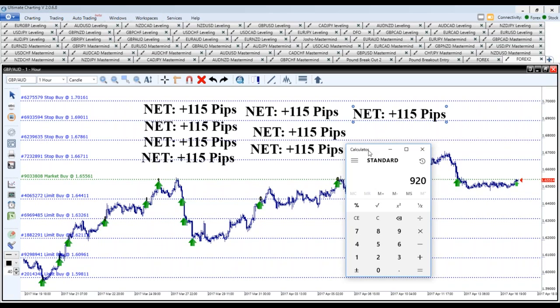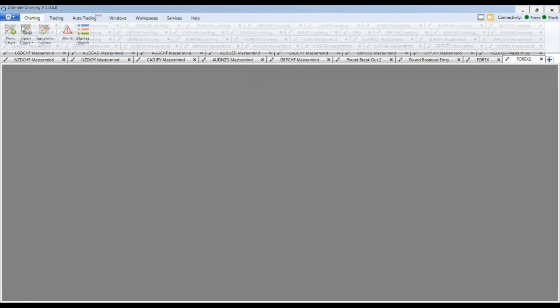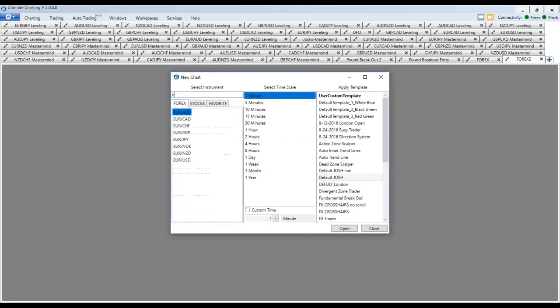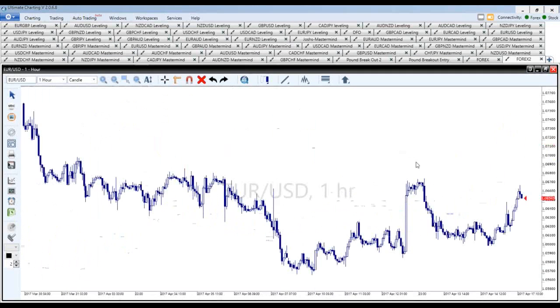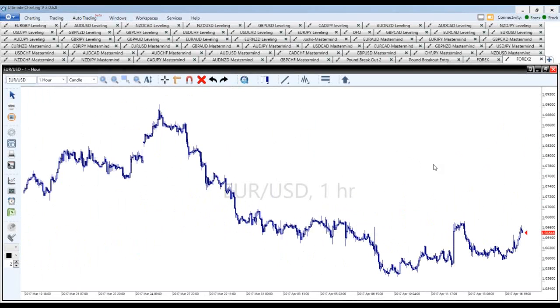Okay, Euro US dollar. Mohammed says, I don't think anybody can make money off Euro US dollar. Okay, let's see. It's a little different. Okay, well, let's see. EUR USD. Let's walk through the formula. Any currency pair, any time frame, doesn't matter.